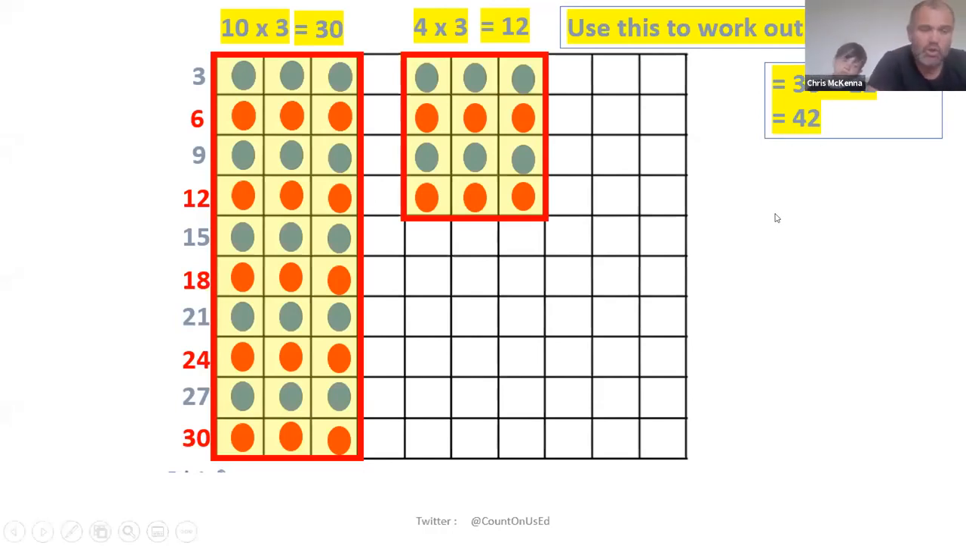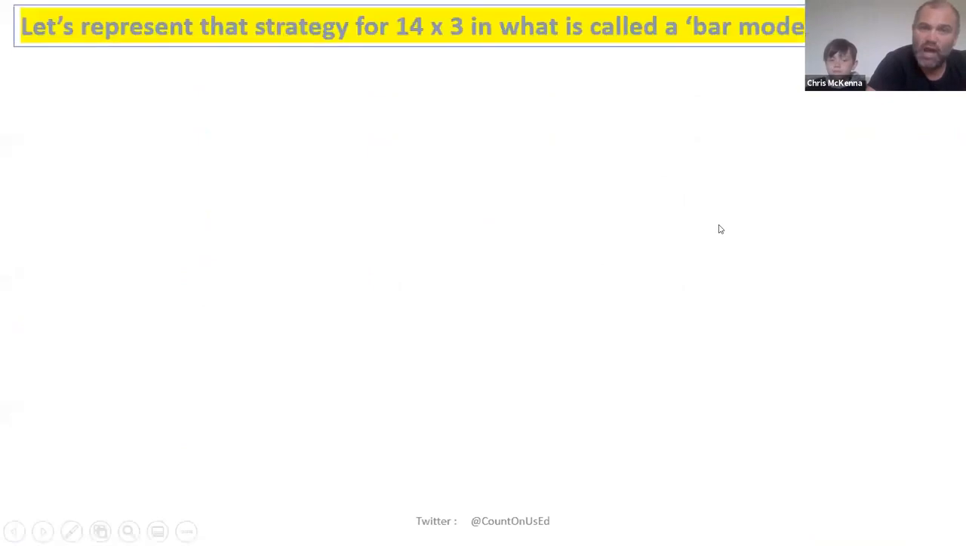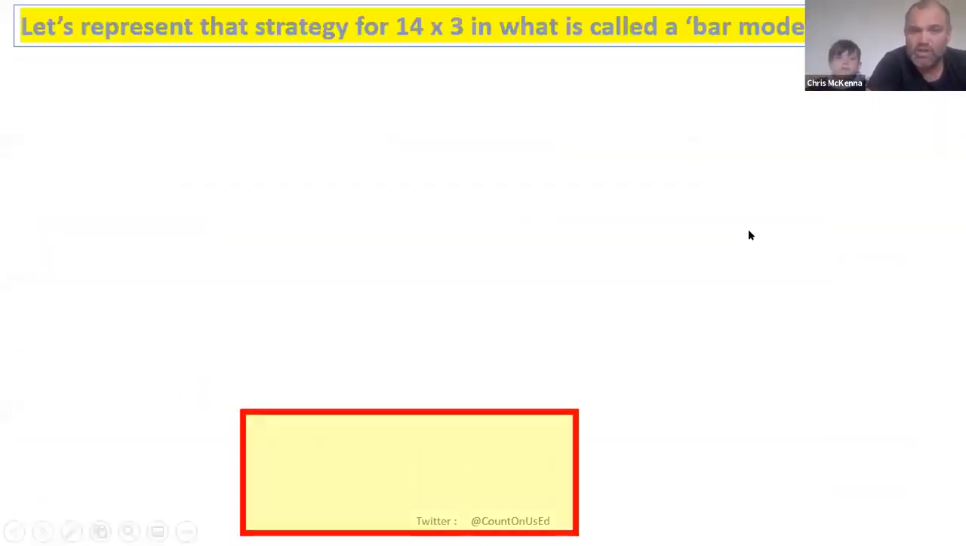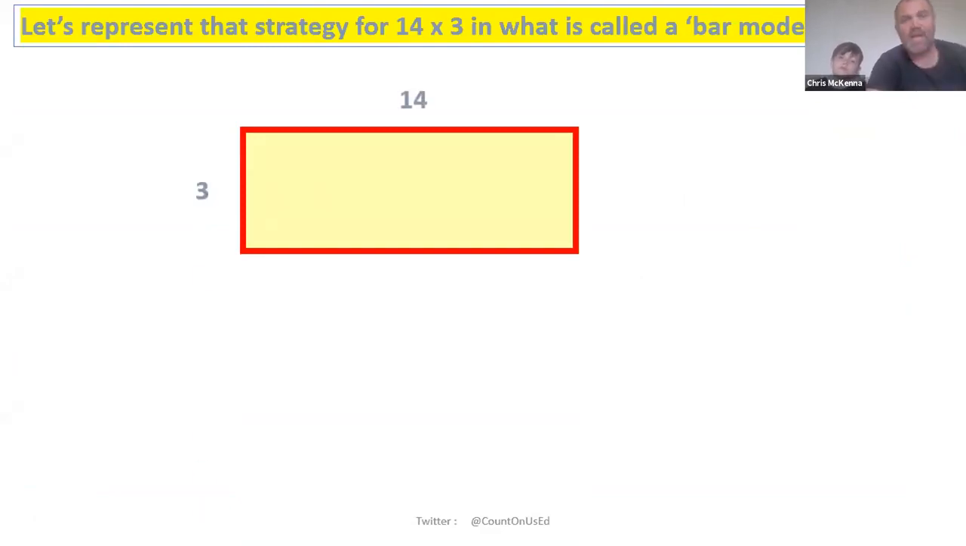I want to record this in a different way. So this is obviously using the dots and the arrays. But there's a nice way we can record this called a bar model. So what did I do earlier on? I split the 14 groups of 3 into 10 groups of 3 and 4 groups of 3. So I want you to draw this out at home. So draw a bar like that, 14 by 3. So this is what we call a bar model for multiplication. So can you draw a bar at home, 14 by 3?